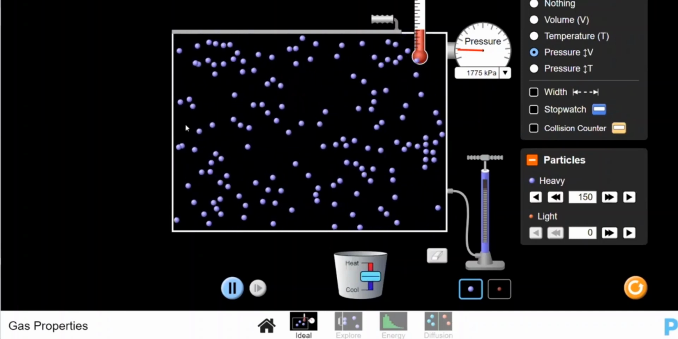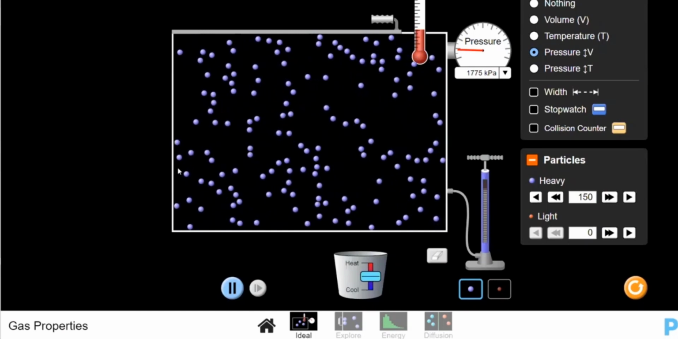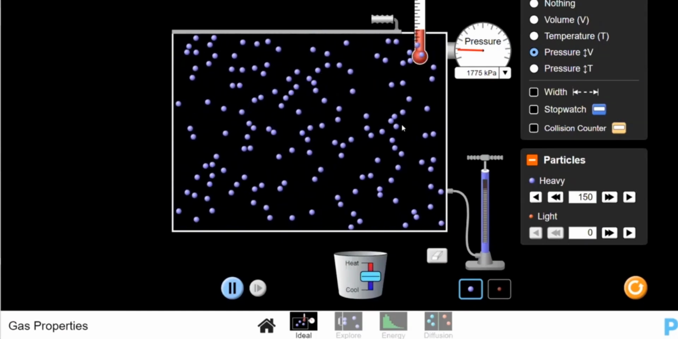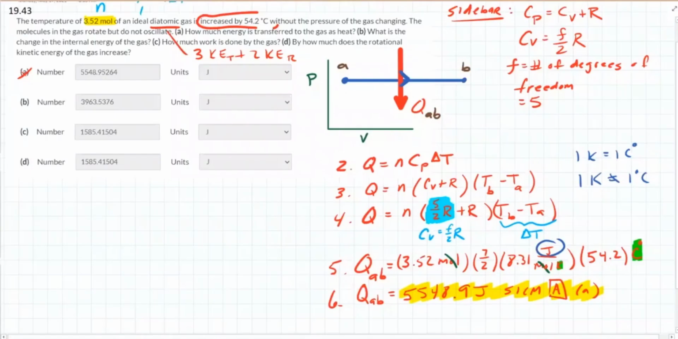Can I change the volume? I can't drag on that, but all right. So let me just write that down. What I just showed you visually, because you're being asked to solve right now, what is the change in internal energy? So this is the perfect time to write it down after you saw that visual.